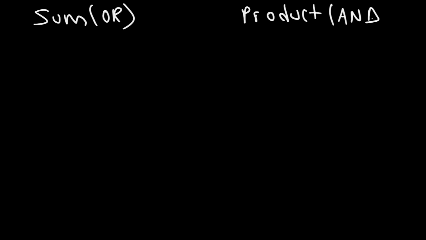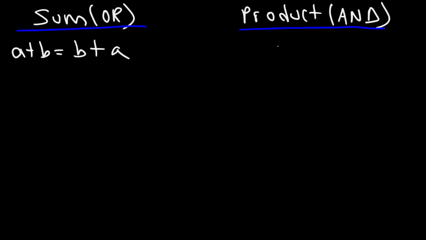Now let's review some basic rules of Boolean algebra. Now whenever you see a plus sign, know that you're dealing with the OR logic gate. And if you see multiplication or a product term, remember you're dealing with the AND logic gate. So the first law that we're going to go over is the commutative property. A plus B is the same as B plus A. And A times B is the same as B times A.